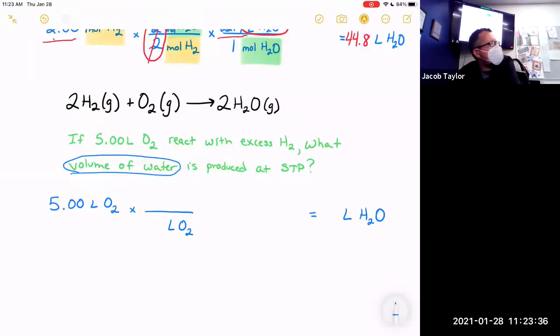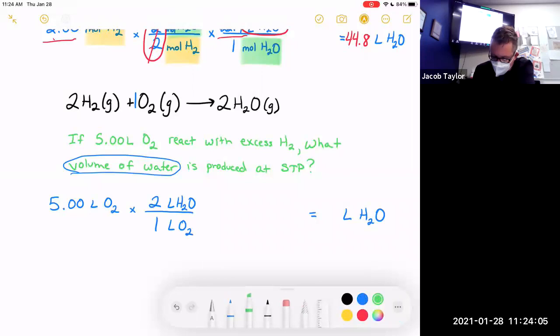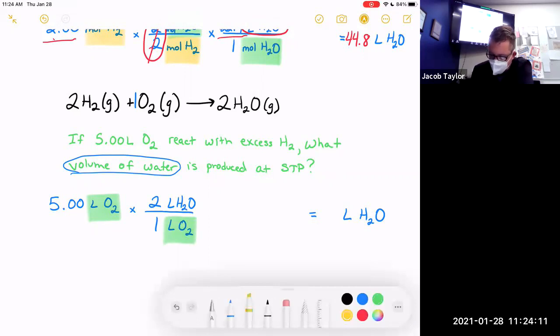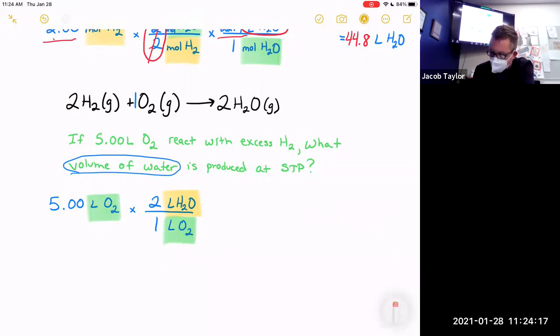What is a ratio I could do that has liters of O2 in it? Well, how many liters of O2 does my chemical equation give me? 1, because the coefficient here is 1. Let's just relate that straight to liters of H2O, dihydrogen oxide. How many liters of water do I have for each 1 liter of oxygen? 2. Well, hey, that's going to cancel out the liters of oxygen. And that's going to leave me with liters of H2O, which is what I wanted. I think we're done.